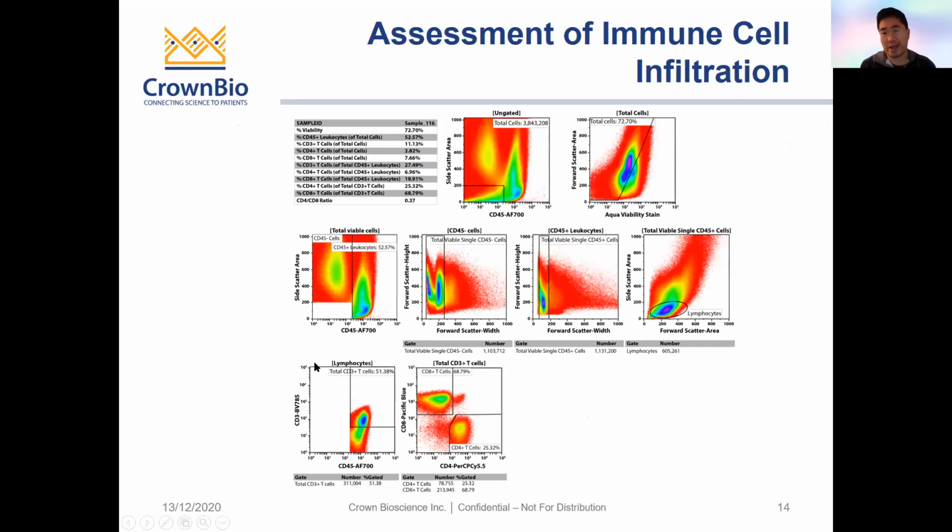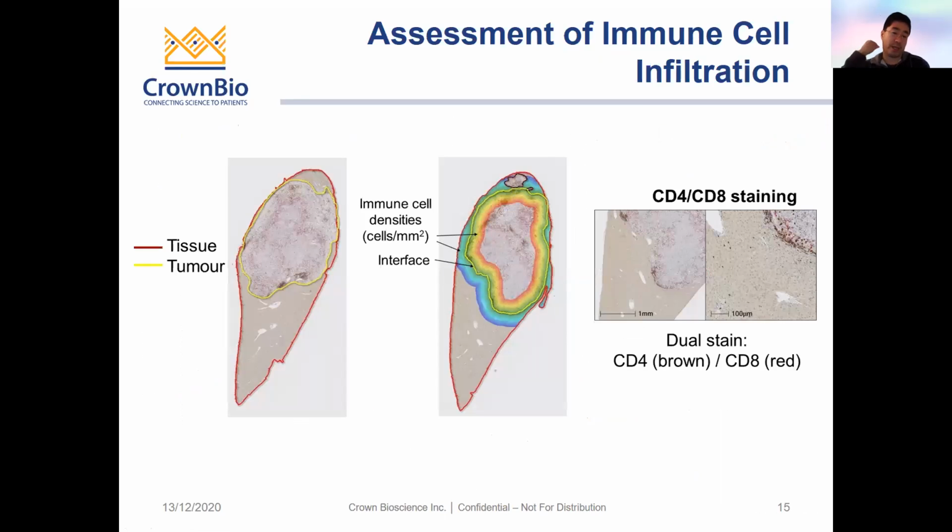And of course, we can take the tumor out and run some flow analysis to check immune cell infiltration. This can also be done with IHC. Once the tumors are taken out of the mice, we can carry out staining and then check the T cell infiltration. For example, this one is a dual staining for CD4 and CD8 positive. Then we can carry out quantitative analysis of the infiltration intensity and how far the immune cells go.